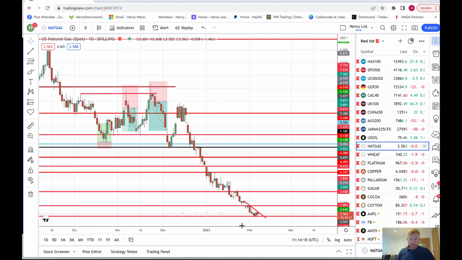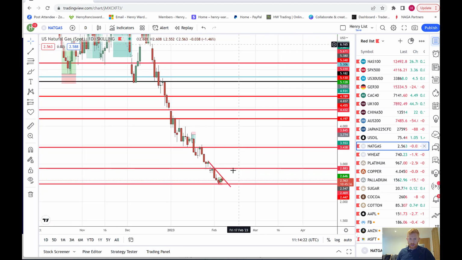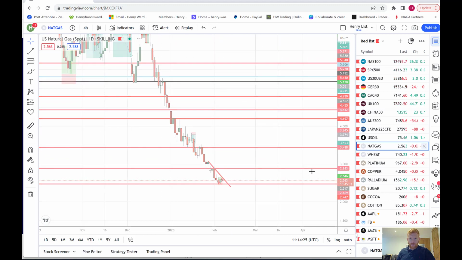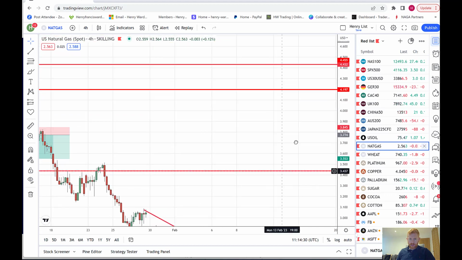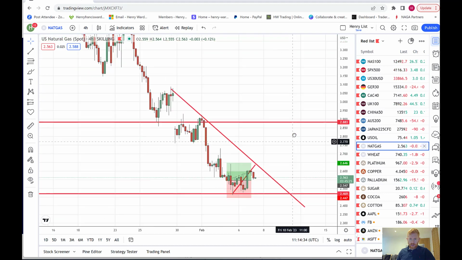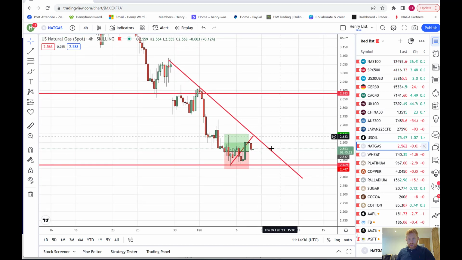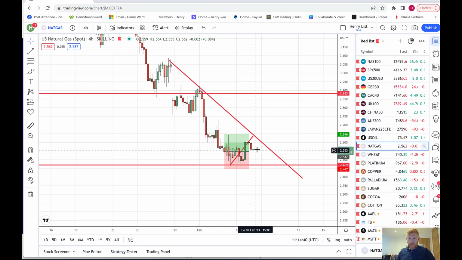NatGas. We talked about NatGas there long on the smaller time frame. Let me have a quick look. So you can see the little bar down there. 4 hour. Let's see what happened. So look, triggered in, went up, and now you're slightly above break even, which is not the kind of bounce we would have wanted there.